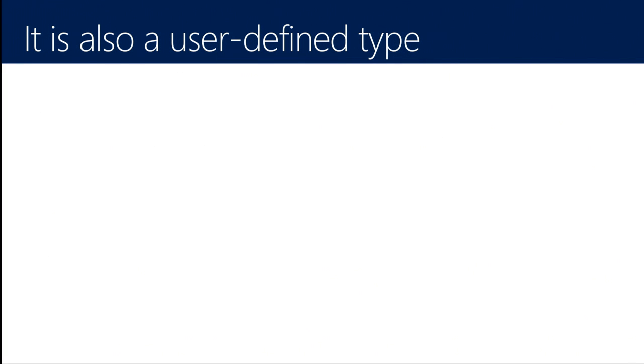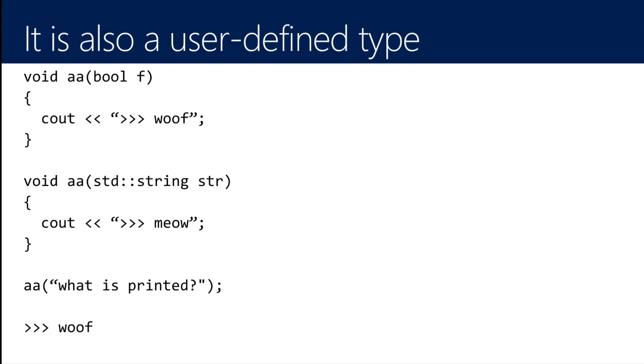This is something that popped up when I was talking to the MVPs going over this deck. I thought this was an interesting example. Given those 2 functions, a bool and a standard string, what is printed when I call it? Woof, because obviously the string literal is a char star. It is not a std string. So you can convert that to bool. Char star is convertible to bool, and it calls that, and you get woof. Thought it was an interesting example.